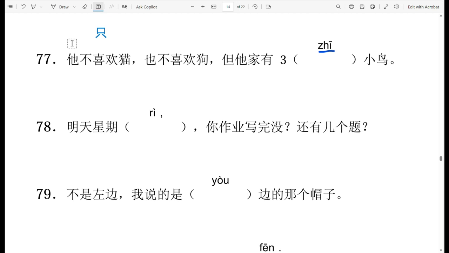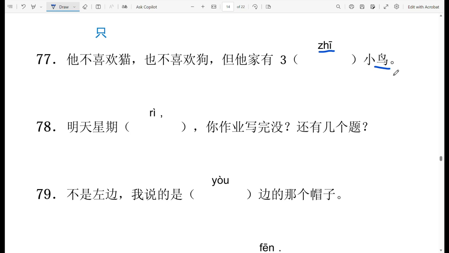For HSK 3, you do not have any other word that is written as zhi, so you can be fairly sure that this is the character you need. But let's go read the sentence and check. 他不喜欢猫,也不喜欢狗,但他家有3只小鸟. Niao means bird, so he does not like cats and he also does not like dogs, but his family has 3 small birds.